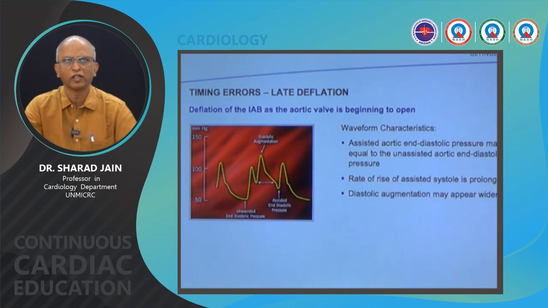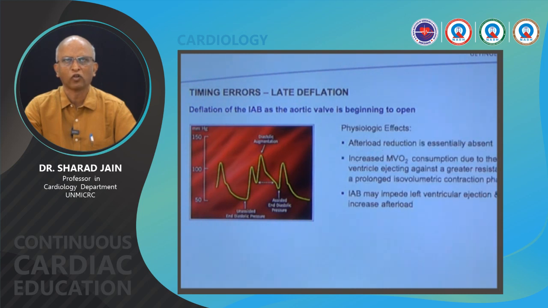Then there is a late deflation of the IABP as the aortic valve is beginning to open. So what will be the waveform characteristics? Assisted aortic end diastolic pressure may be equal to or greater than unassisted aortic end diastolic pressure. Rate of rise of assisted systole is prolonged. Then the diastolic augmentation may appear widened, very widened. What will be the physiological effects of late deflation? Afterload reduction is essentially absent. Increase in the myocardial oxygen consumption due to the left ventricle ejecting against a greater resistance and a prolonged isovolumic contraction phase. IABP may impede left ventricular ejection and increase the afterload.